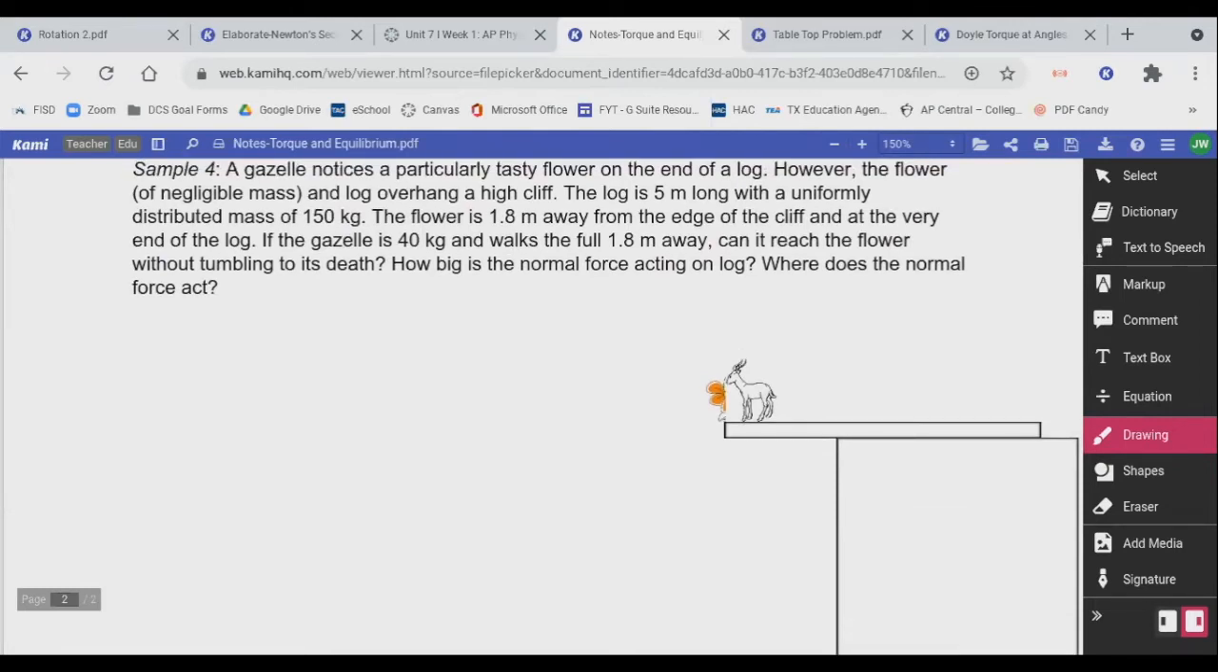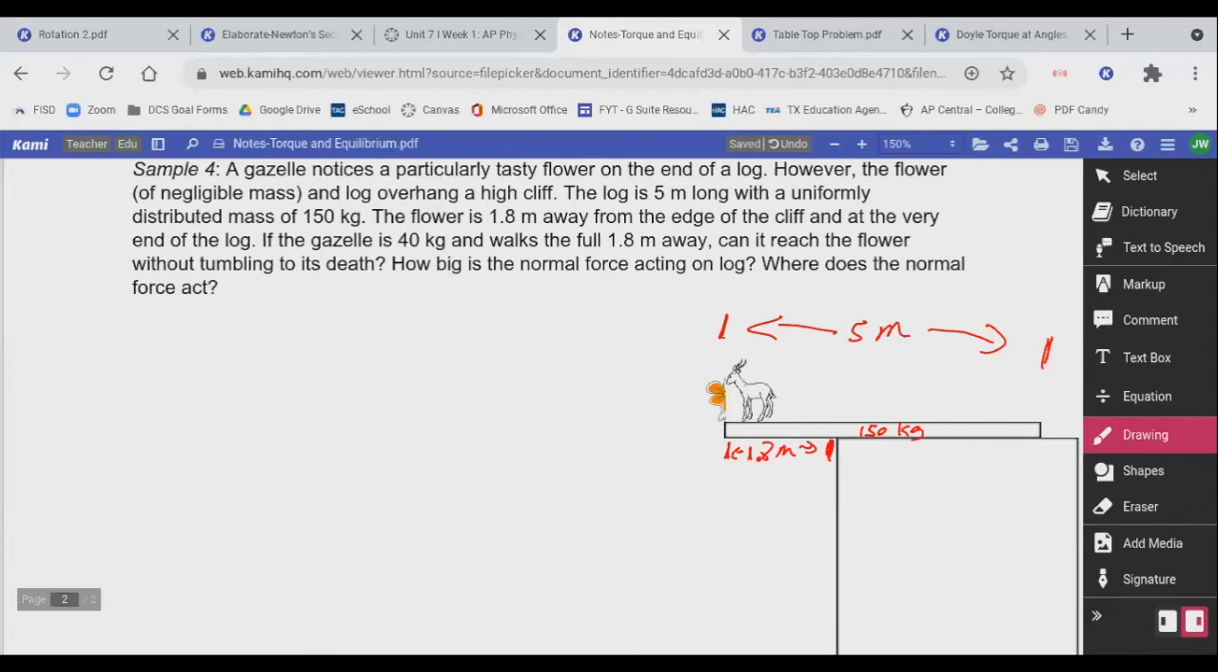The log is 5 meters long. Okay, so I'm going to just say from here to here, this is 5 meters, going all the way from there to there, with a uniformly distributed mass of 150 kilograms. So I'm going to write on the log 150 kilograms. The flower is 1.8 meters away from the edge of the cliff. Okay, so from here to here, this is 1.8 meters. All right, I'm good with that.